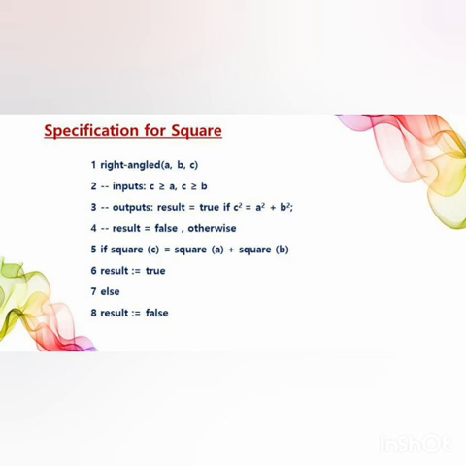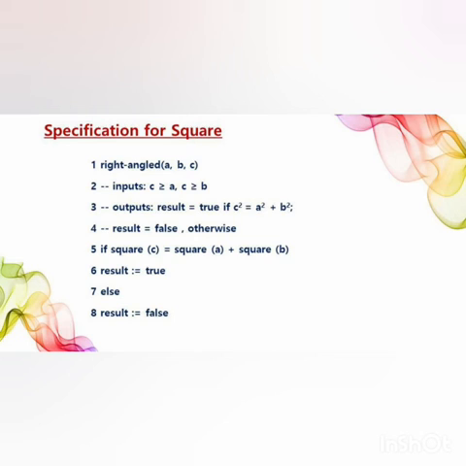Then the output property is double hyphen outputs: result is equal to true if C square is equal to A square plus B square. If this condition is true, the result will be true. In case the property C square is equal to A square plus B square is not satisfied, the result will be false. So, if C is greater than or equal to A and greater than or equal to B, and it satisfies C square is equal to A square plus B square, we will get the result as true, so it is a right angle triangle. Otherwise false, then it is not a right angle triangle. So, this is the specification for the right angle triangle.